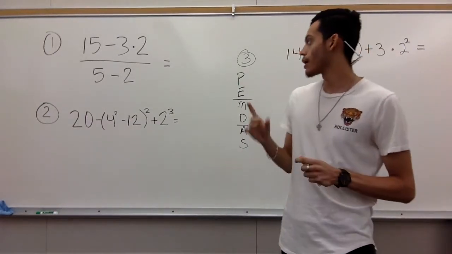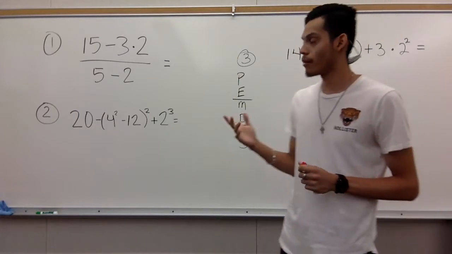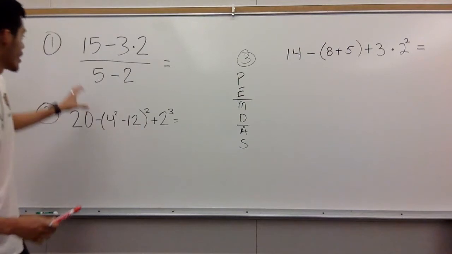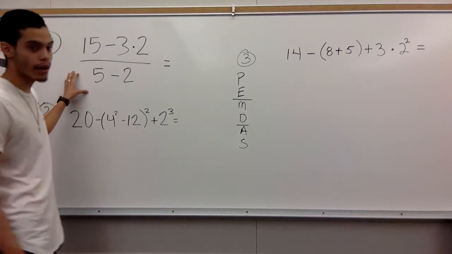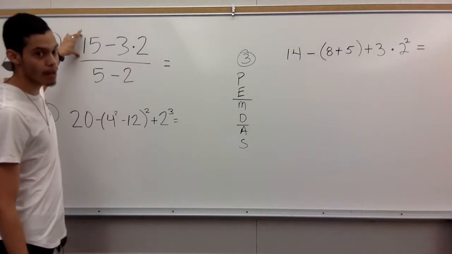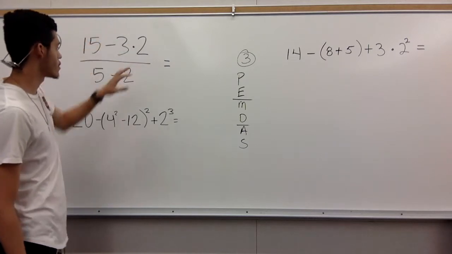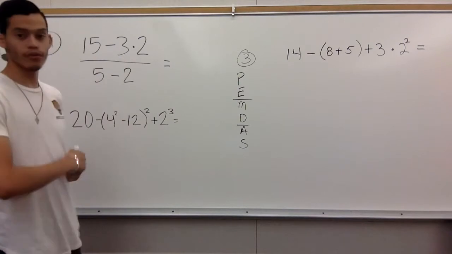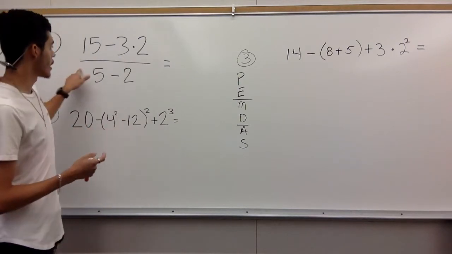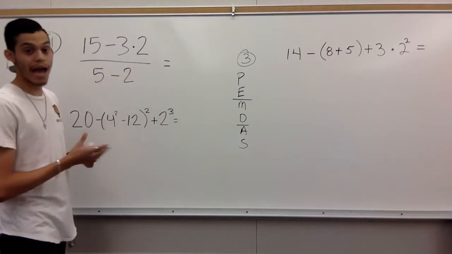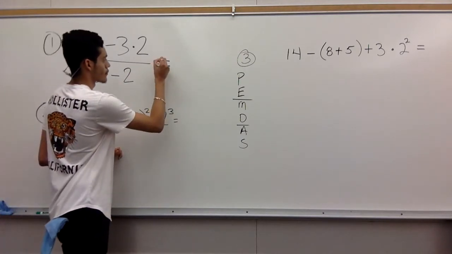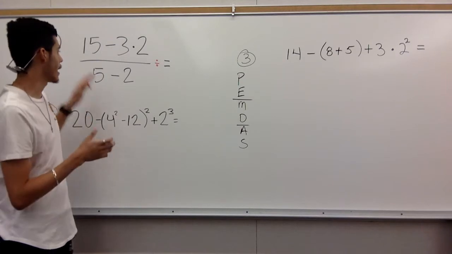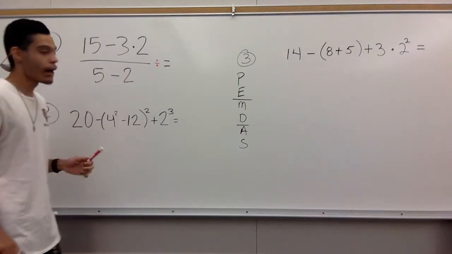Today we're going to do a couple more practice problems on order of operations, but in a different way that you might see it in other places, like in fraction form. On the numerator, the top, you have 15 minus 3 times 2, and on the denominator, the bottom, you have 5 minus 2. I don't know if you knew this, but the fraction line actually means division. It's another way to write division.